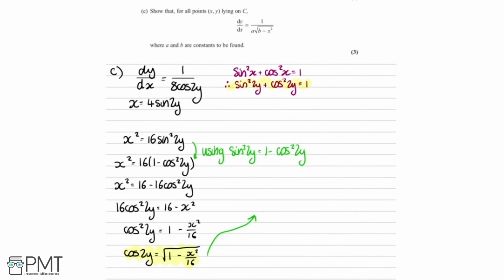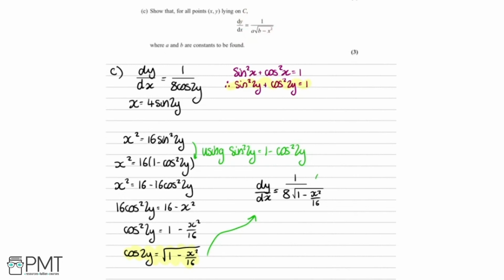So we're going to work with our dy by dx expression now. We're going to say dy by dx equals 1 over 8. And we can see here it's 1 over 8 cos 2y. But we know what cos 2y equals, so we're going to replace it with that. So 8 multiplied by the square root of 1 minus x squared over 16. Fantastic, we're getting really close. But if we look up in the question, we can see we need to work a bit to get it in a different form because we've just got an x squared here instead of x squared over 16.